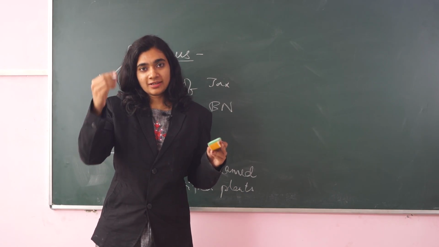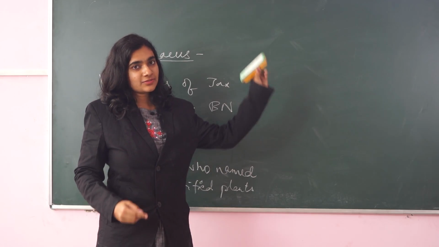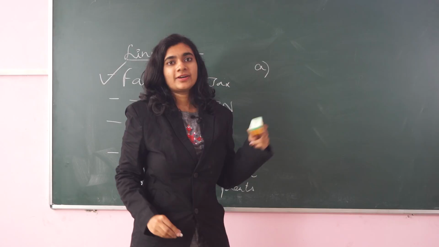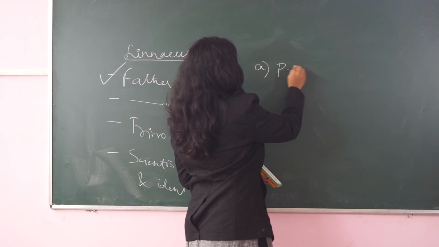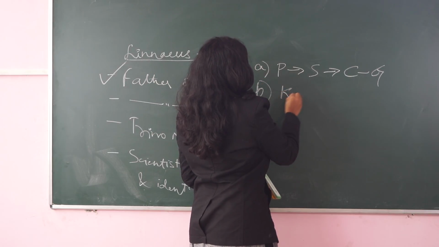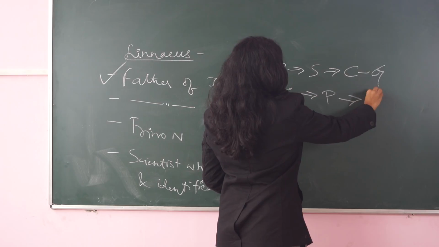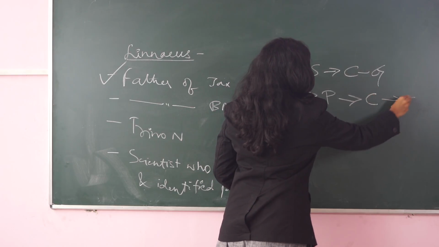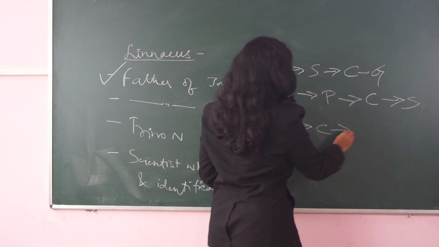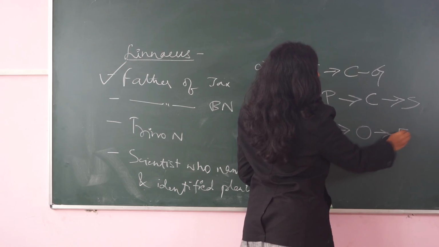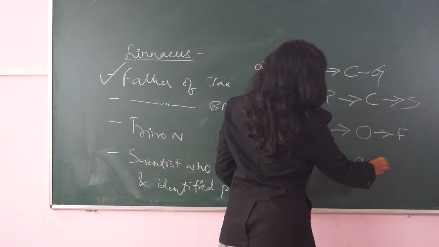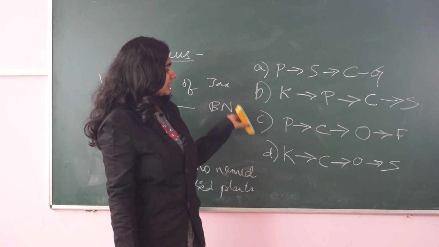What is the correct order of hierarchy in taxonomy? Now, remember in the last class we discussed the hierarchy of classification or the taxa of classification. So what is the order of hierarchy of classification? Is it phylum to species to class to genus, or from kingdom to phylum to class to species, or is it from phylum to class to order to family, or is it from kingdom to class to order to species? So which do you think is the right answer among these?